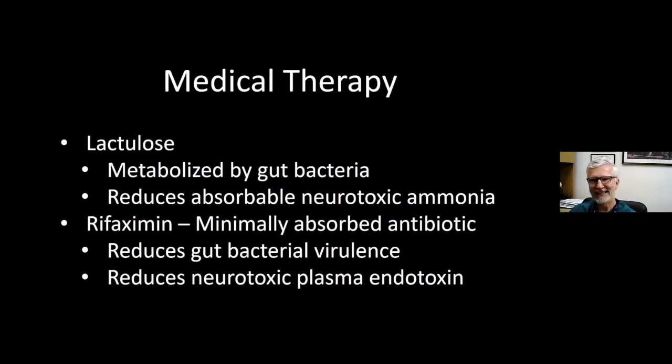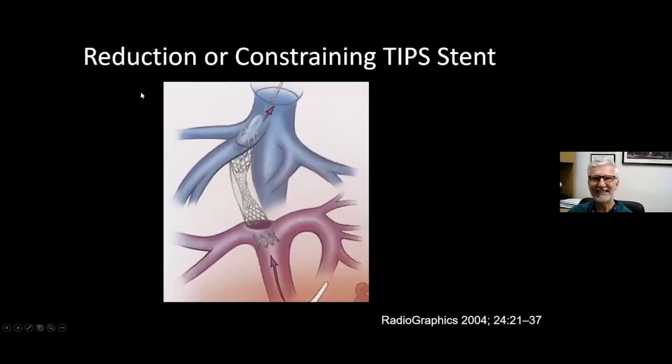If this medical therapy is not working for the patient, the hepatologist will ask you to increase that portosystemic gradient. And you do this by using a reduction stent or a constraining TIPS stent. You could read about these in the literature. Basically, you want to narrow down the TIPS shunt. And in this case, they used a covered stent inside of the original stent. They have a nice hourglass configuration of this stent inside of the original stent to increase the gradient to make the patient less encephalopathic, or to get rid of their encephalopathy altogether.